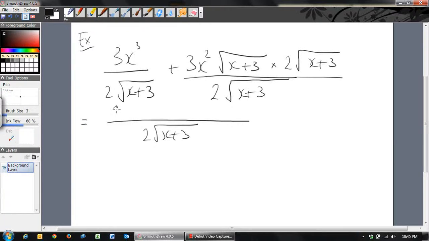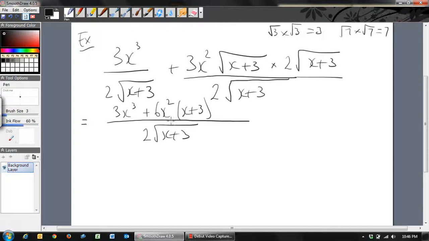Let's be careful here. So I've got 3x cubed over here plus, let's do this 2 times the 3x squared first. Okay, so plus 6x squared. Now we've got this root x plus 3 times root x plus 3. Now if you think about that, that's the same thing as saying what's root 3 times root 3? Well, that's just 3. What's root 7 times root 7? Any root multiplied by itself, all you're going to get is the thing itself. So all it's going to be is 6x squared times x plus 3. Okay, root x plus 3 times root x plus 3 is just x plus 3.